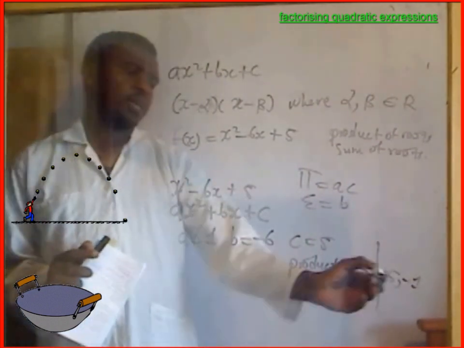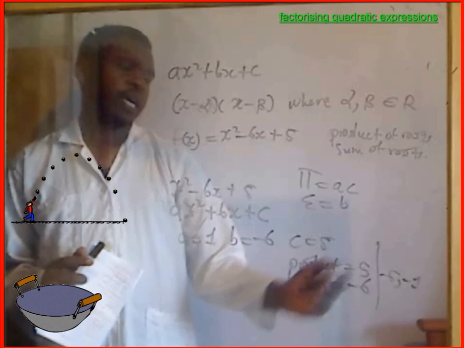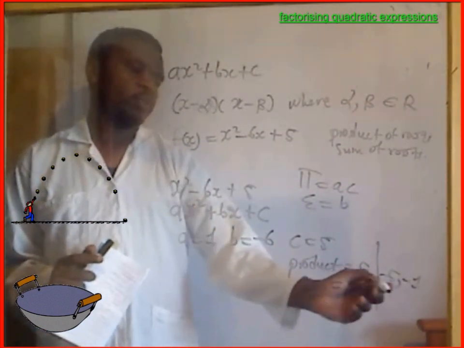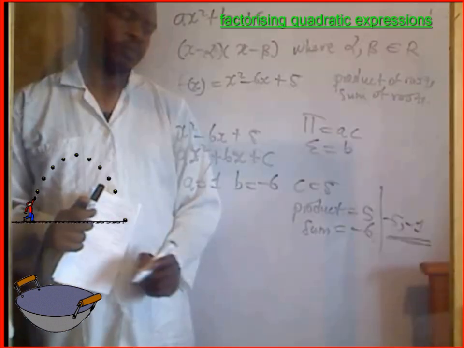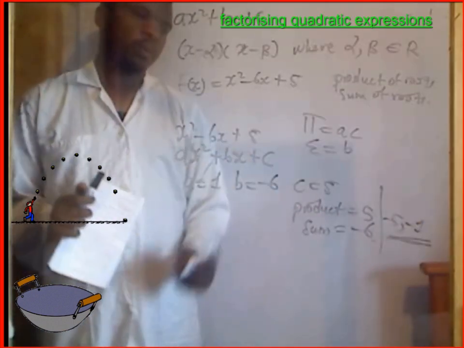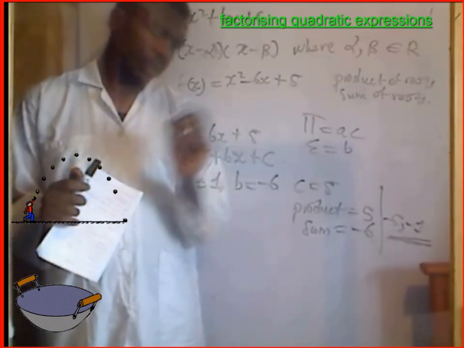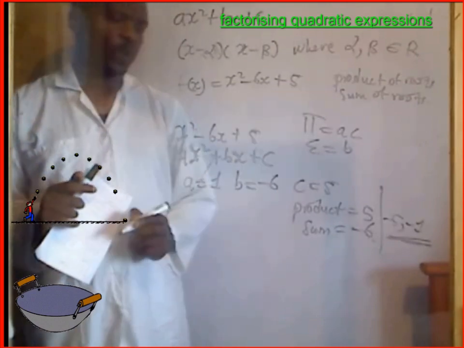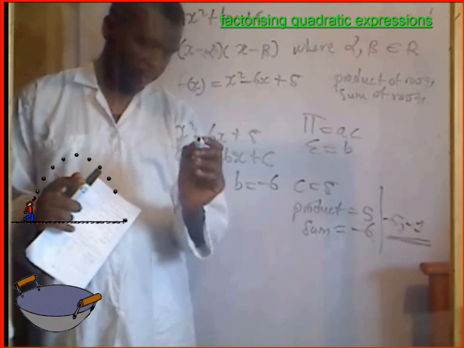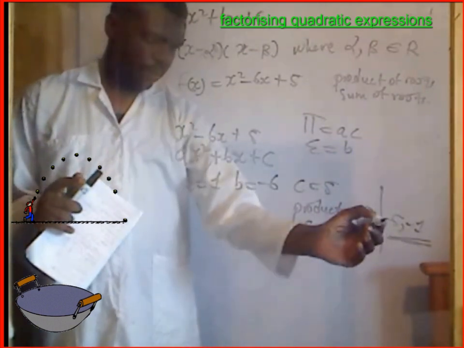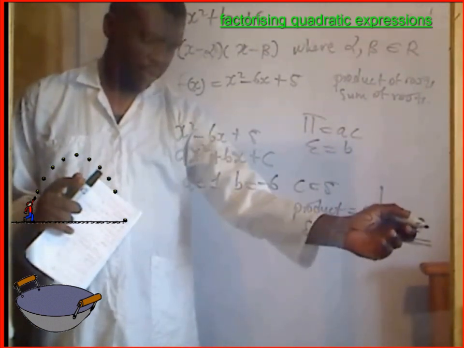So if I say minus 5 times minus 1 gives me 5, minus 5 plus minus 1 gives me minus 6. What do I do with these two numbers? I'll use these two numbers to turn the quadratic function with 3 terms into one that has 4 terms. So in the place of minus 6x, I'll write minus 5x minus x.